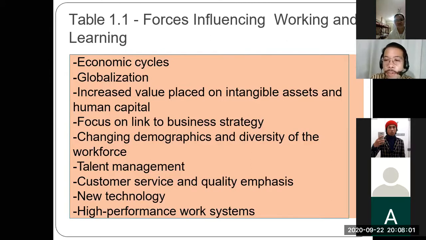So let's move to the last group, and I think it's number 4. Yes, sir. Asan is Jasper? Nakamute pa man yung microphone.